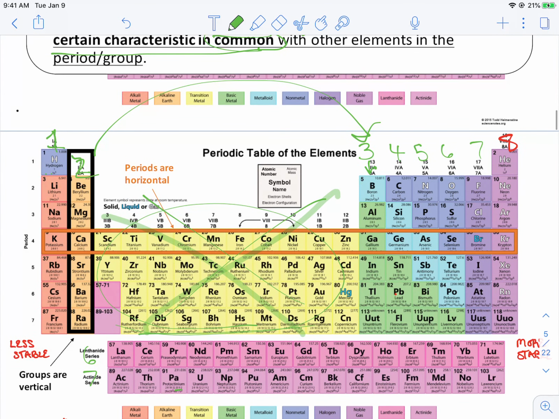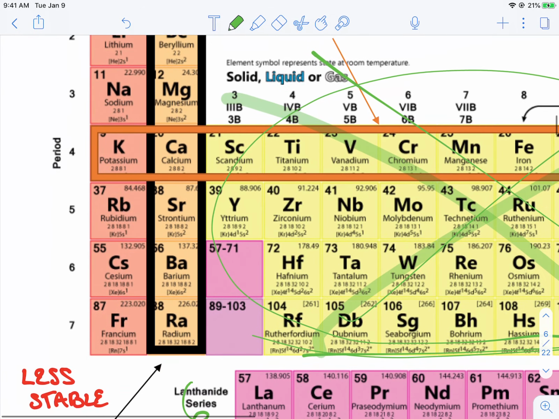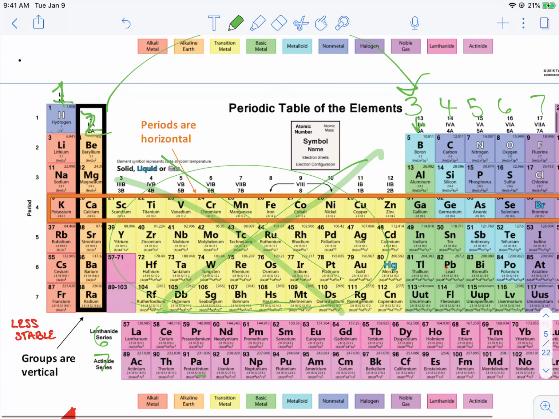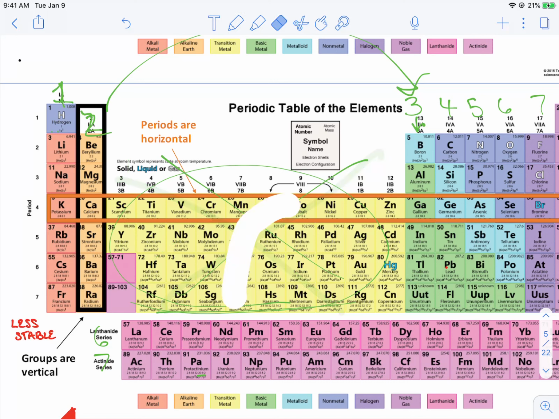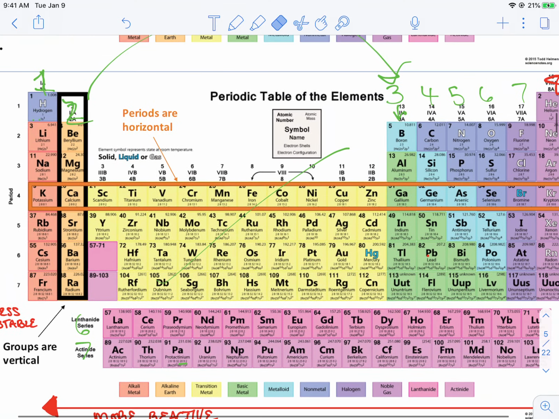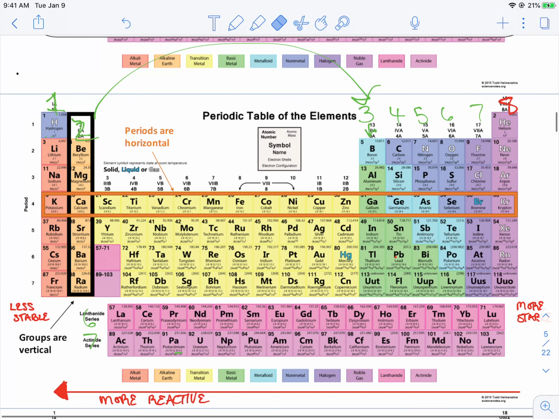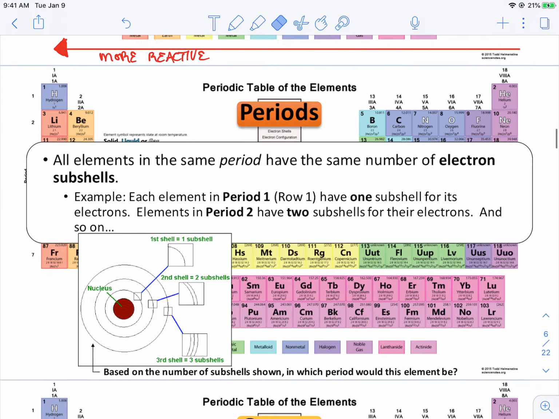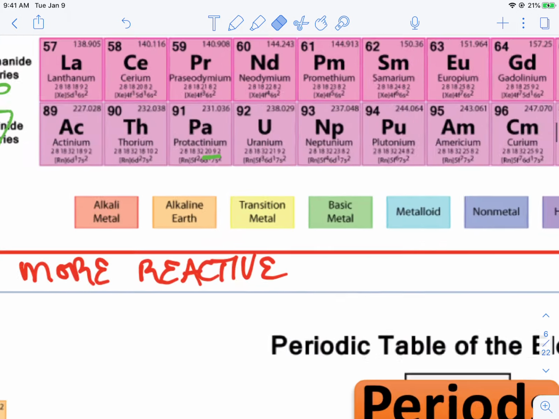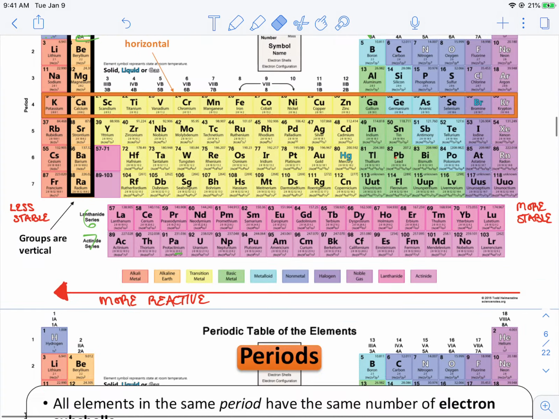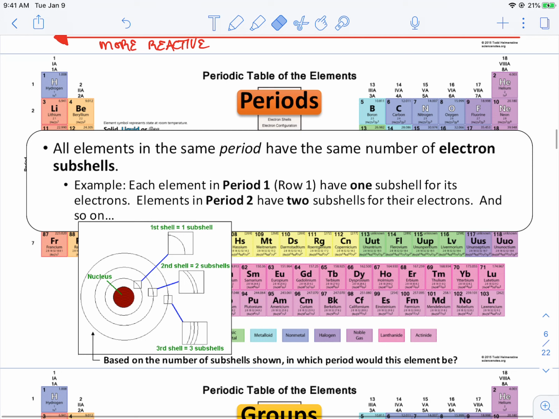And again, remember that the group, as highlighted in this black line, is a vertical column. It goes up to down, it doesn't go left to right. Some people still manage to confuse that, and I'm not really sure how, but I don't want you to do that. So, moving on, you'll see, by the way, that I put more reactive and less stable and all that. Don't worry about that just yet.